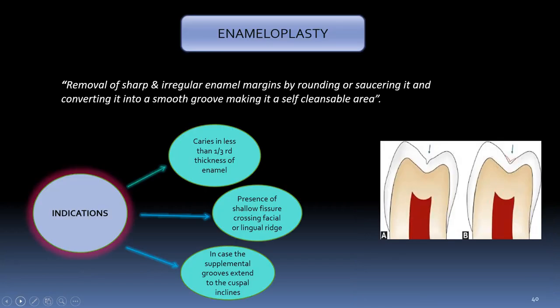The term which we have earlier discussed, enameloplasty, is defined as the removal of sharp and irregular enamel margins by rounding or saucerizing it and converting it into a smooth groove, making it a self-cleansable area. The indications of enameloplasty include caries in less than 1/3 thickness of the enamel, presence of shallow fissure crossing the facial or lingual ridge, and in case supplemental groove extends to the cuspal inclines.